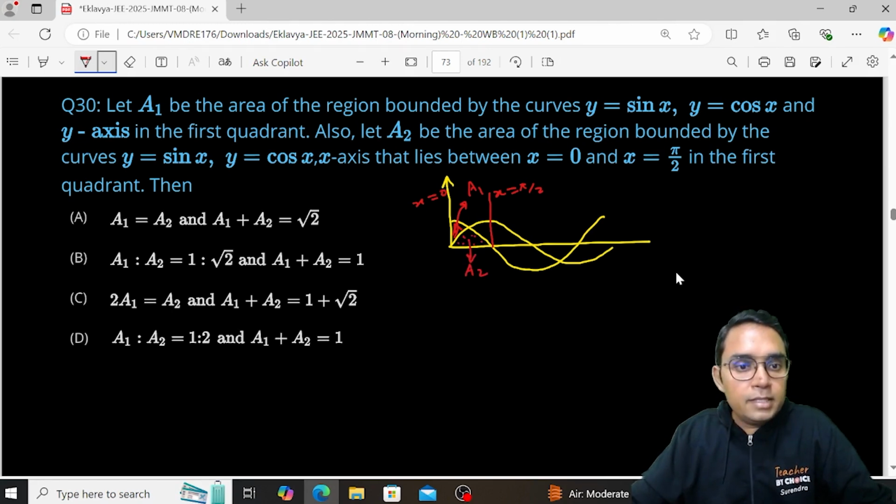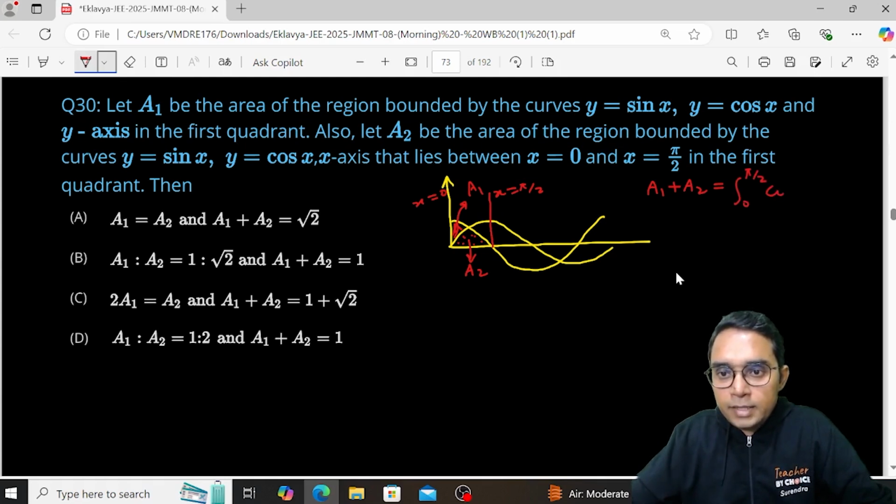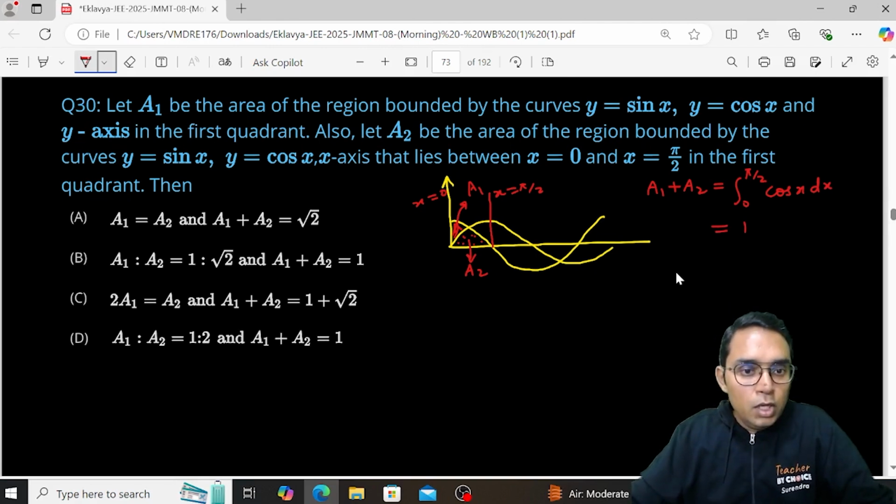Now first easy thing here is that A1 plus A2, if we have to find, it is actually area of cos x bounded between y-axis, x-axis from 0 to pi by 2. And I think that's a standard result also. If you might have remembered it, this will be equal to 1, and you can do it by integration also. It's a simple thing. Now, so our options, I think maybe B can be true or D can be true.